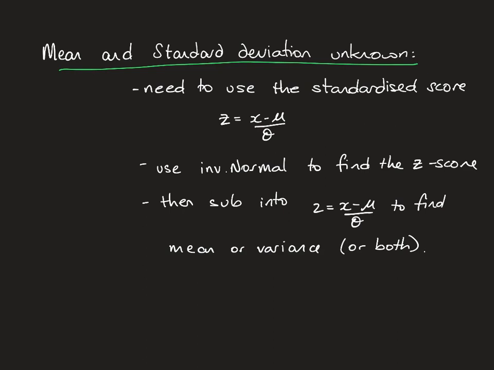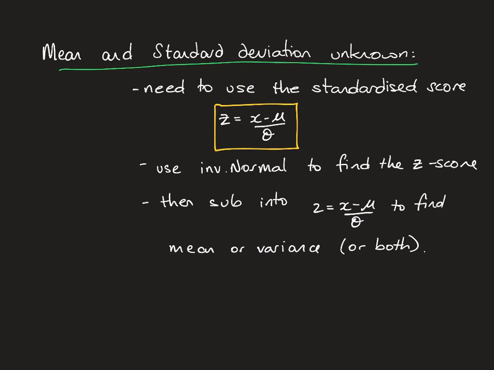One of the other sorts of questions you'll get asked is to find the mean or the standard deviation or both for a normal distribution. They'll give you some information about probabilities, and what you need to do is use the standardized score formula. Remember I told you that you needed to know this formula? Well, you need to know this formula. So if you haven't got it, put it in your bound book.